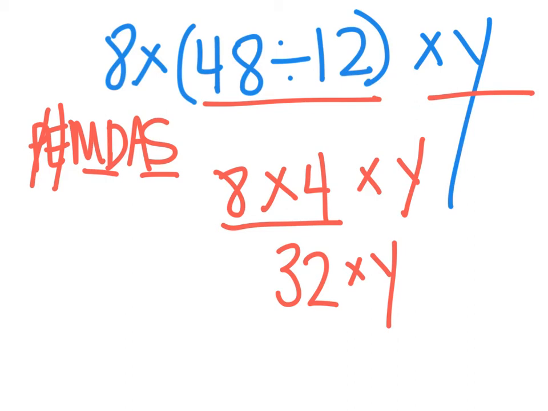I don't know what y is, so I have to stop here. I made it as simple as possible. I got down as much as I could. I did as much as I could, and now I'm left with this y, and since I don't know what y equals, I have to stop there.